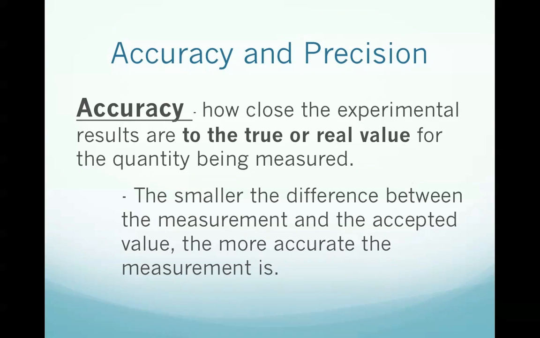So the definitions I do want you to get into your notes are on your screen. Accuracy is how close the experimental results are to the true or real value for the quantity being measured. That's what you should be writing down. You can put it into your own words as well. Another way to explain this is that the smaller the difference between the measurement and the accepted value, the more accurate that measurement is considered.